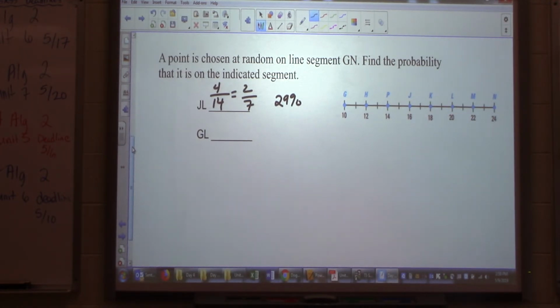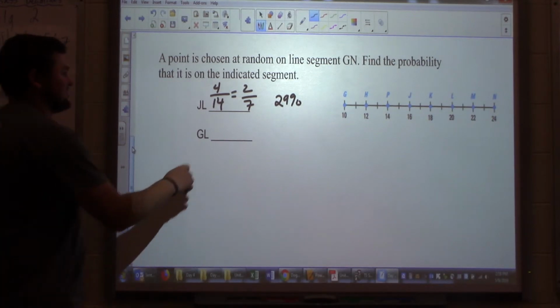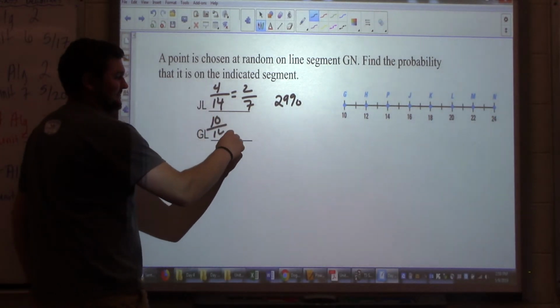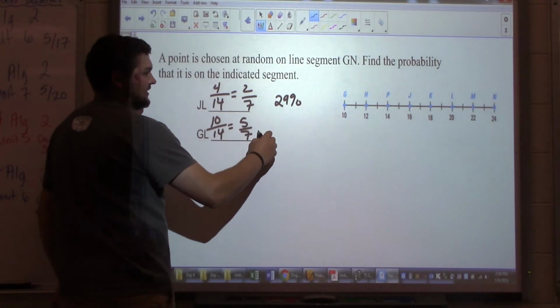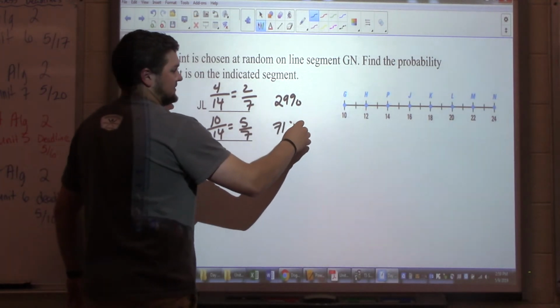3. Braden. 10 out of 14? So 10 out of 14, 5 out of 7. Should be approximately 71%.